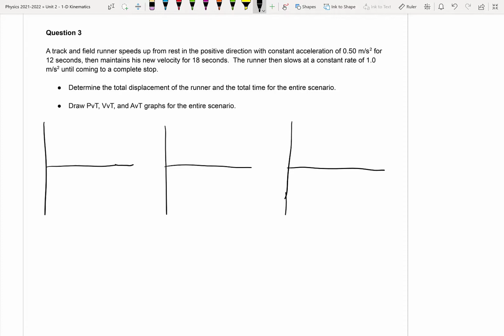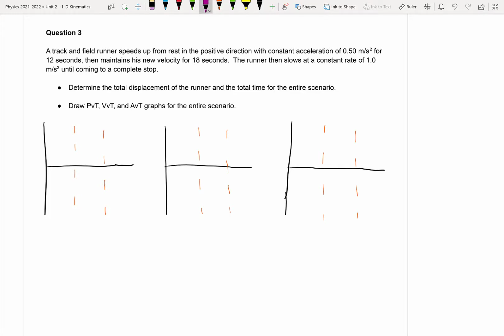So 3, you can read the problem yourself. We have a runner that's moving in the positive direction with different accelerations. It's very important for us to be able to separate this into different phases of motion. My first graph on the left is position versus time. Then in the middle is velocity and then acceleration.